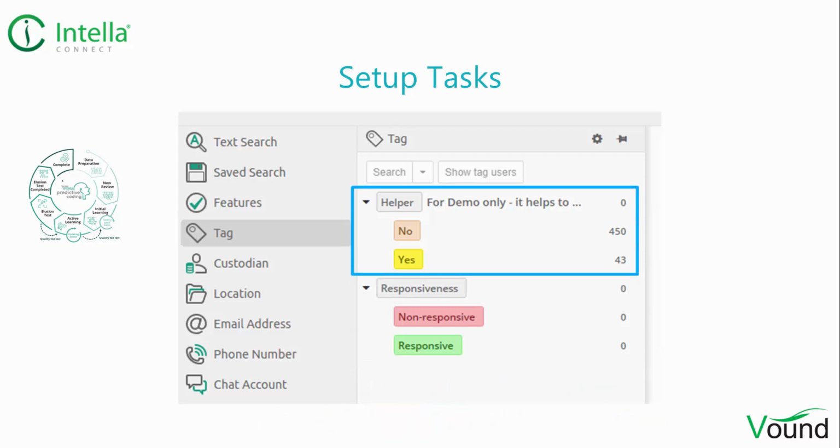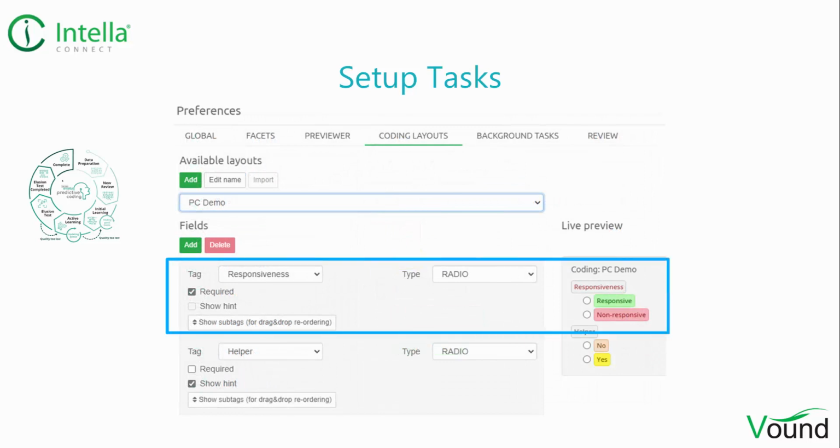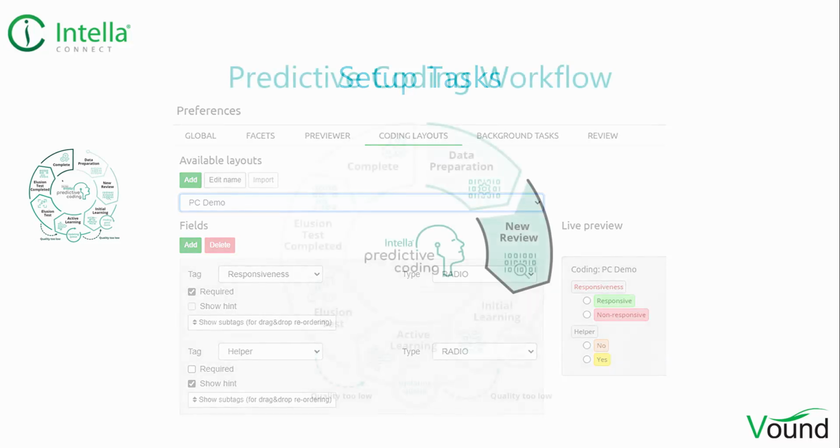You will notice that I also have a tag called helper, which has subtags. These tags are only here to show how the predictive coding model is learning for this demonstration. You don't need to make these tags. In terms of the coding layout, all you need to do is create a simple coding layout that supports the responsiveness tag and its subtags. Again, the helper tag is for this demonstration only and does not need to be added to the coding layout in a real case. I will talk more about the helper tags later when we look at the learning phase.